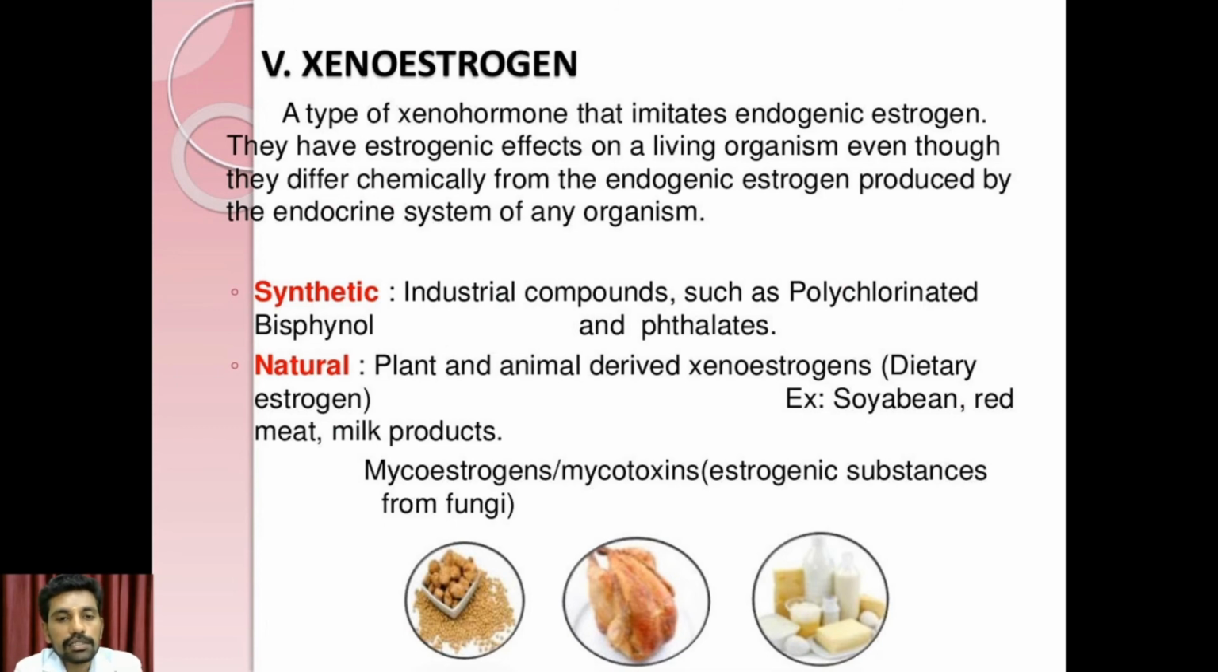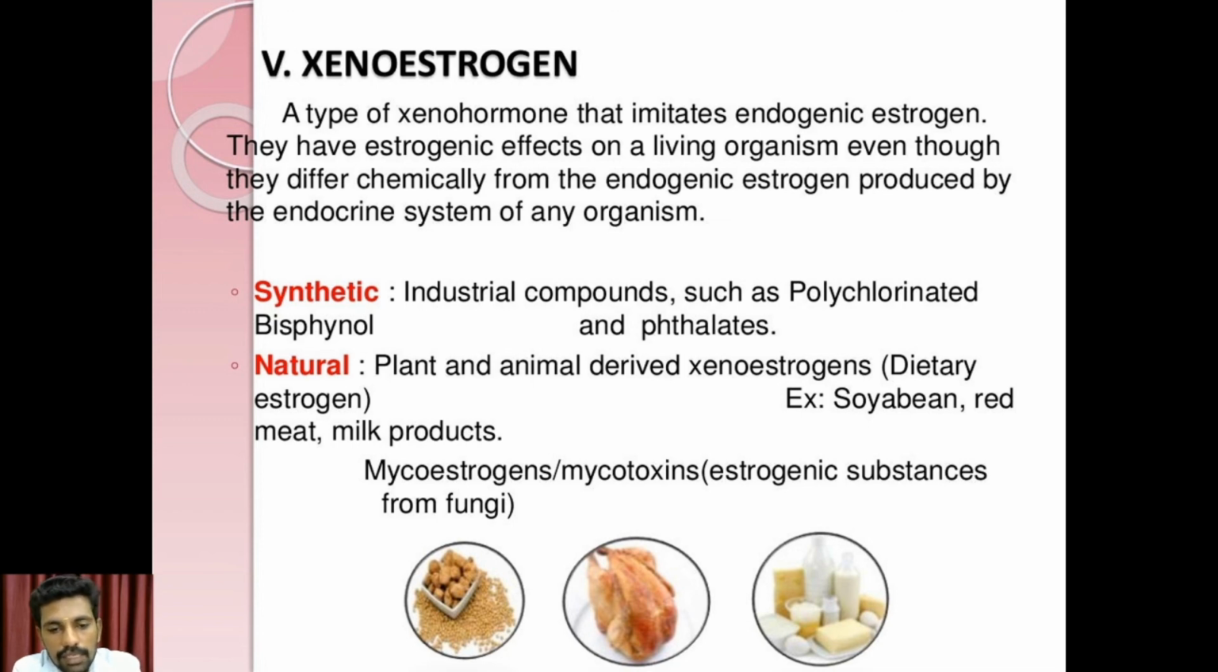Finally, the fifth one, xenoestrogen. Xenoestrogens are a type of xenohormone that imitate endogenous estrogen. They can be either synthetic or natural chemical compounds. Synthetic means industrial compounds produced from industries, such as polychlorinated compounds and phthalates. The second one is natural: plant and animal derivatives of xenoestrogens, also called dietary estrogen. For example, soybean, red meat, and milk products have a good amount of xenoestrogens.